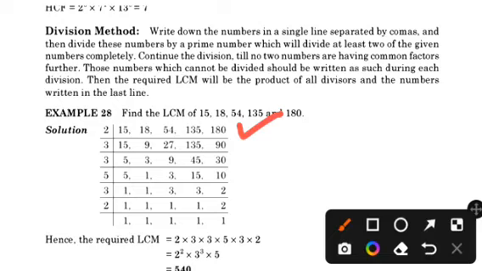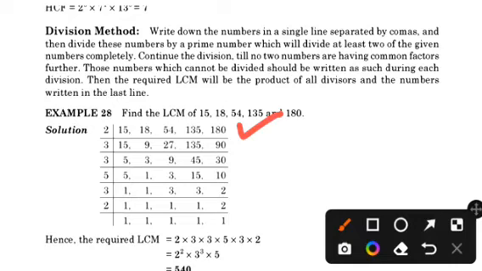We have to start from 2, and note that if any two or more numbers are divisible by 2, we divide them, otherwise we start from 3 or 7 and the next prime numbers. So if we divide by 2, 15 is not divisible by 2, so we just write it down as it is. 18 is divisible, 2 9s are 18. 54 is divisible, 2 27s are 54. 135 is not divisible, so we write it as is, and 180 is divisible by 2, so 2 90s are 180.